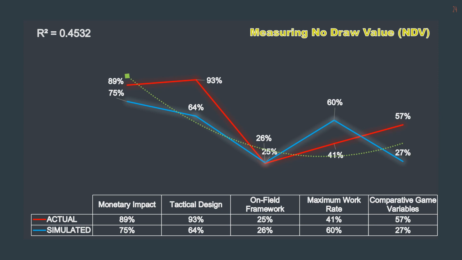NDV by far is our standard formula used for calculating a percentage of game intensity and effects involving components like monetary impact, tactical design, on-field framework, maximum work rate and comparative game variables. These data contain similar simulated magnitude of change data as continuous exploration of actual game behaviors. There is a paucity of studies exploring the effects of what possible triggers may occur within these given regressed conditions.